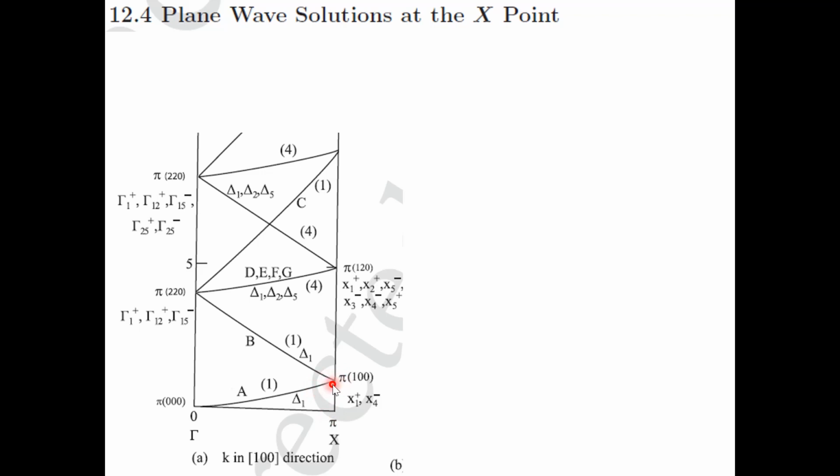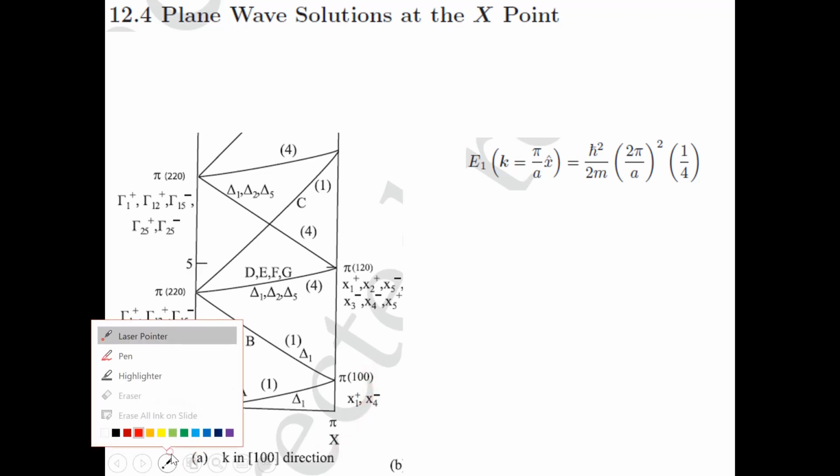This is in the empty lattice approximation. This is a doubly degenerate state, and the degeneracy is broken into two non-degenerate levels of symmetries, X1 plus and X4 minus. So this was the discussion we had last time.